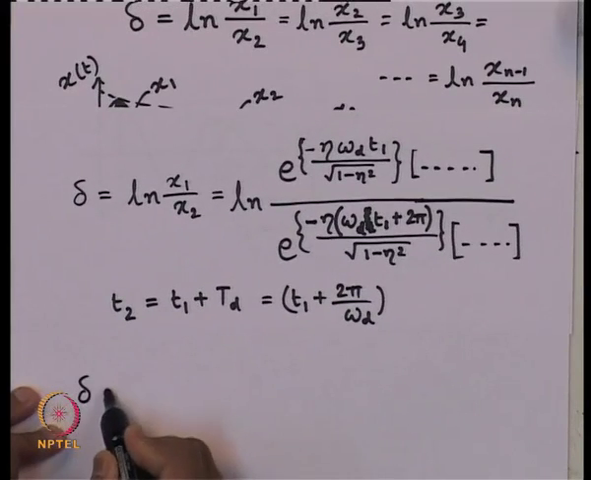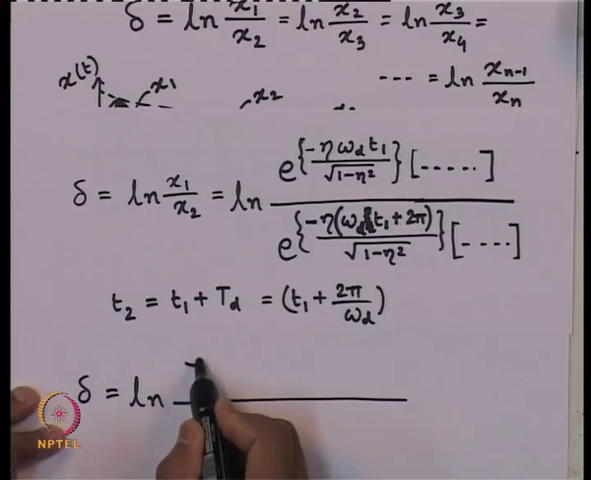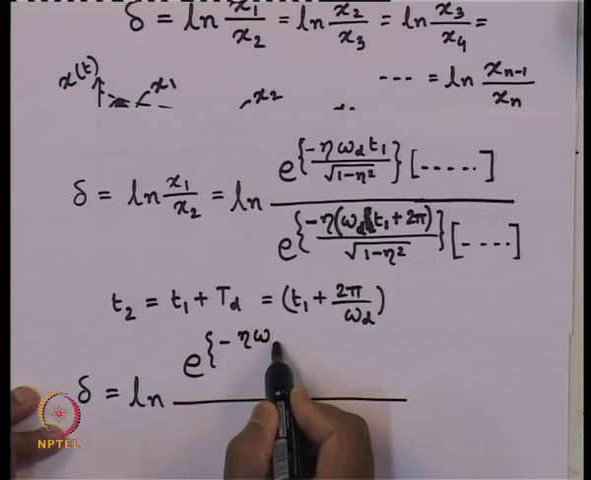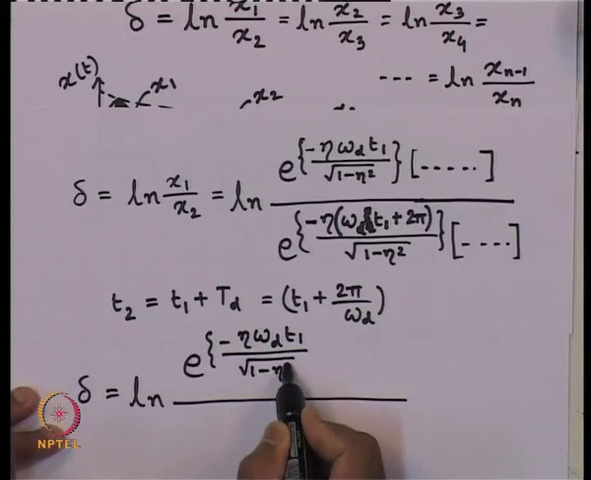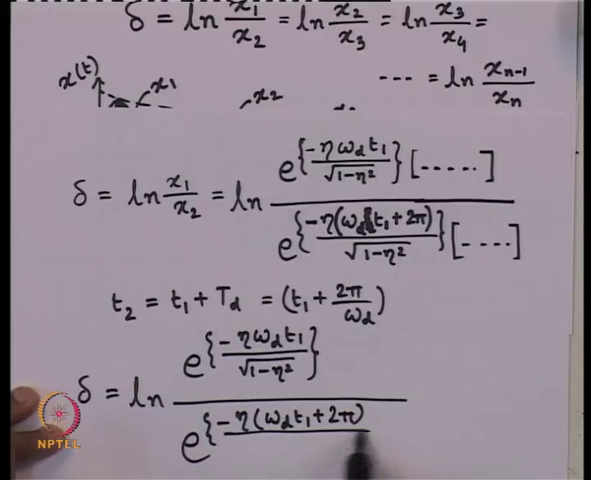So, delta equals ln of e raised to minus eta omega d t 1 by root over 1 minus eta square, divided by e to the power minus eta omega d t 1 plus 2 pi by root over 1 minus eta square.